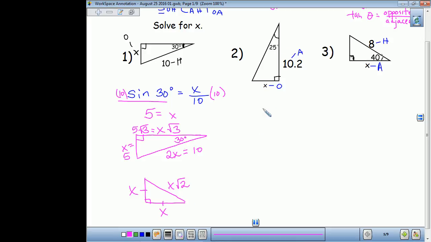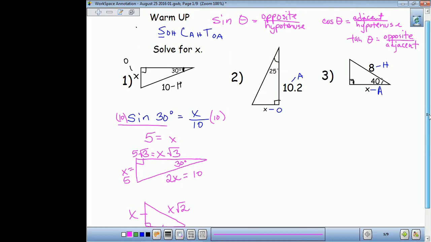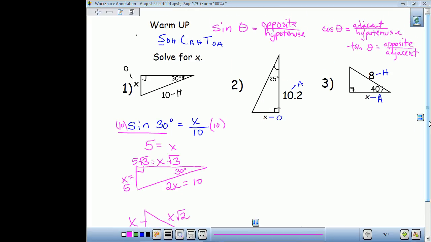Now the second one, we can't use special rights because a 25-degree angle is not one of those special ones. So we would have to use what we know from right triangle trig and set up that trig equation. From this angle, this side is the opposite, this side is the adjacent. You always label what you want and what they gave you. Which of these three trig functions is a ratio of opposite and adjacent? Tangent.